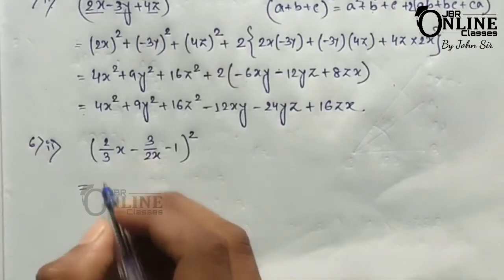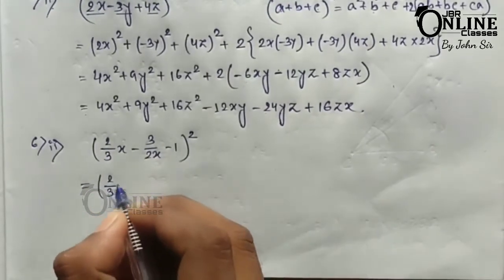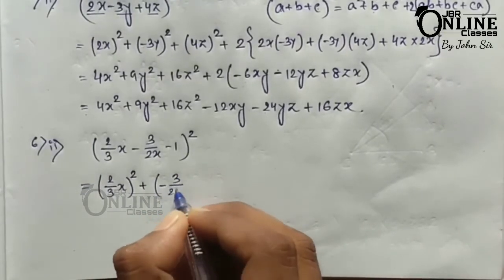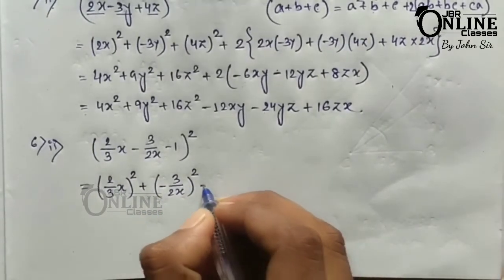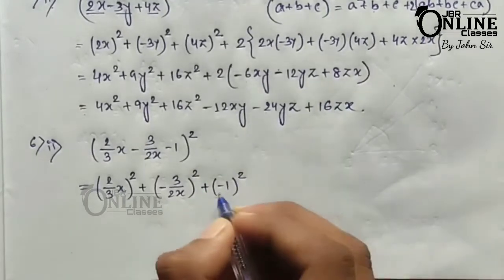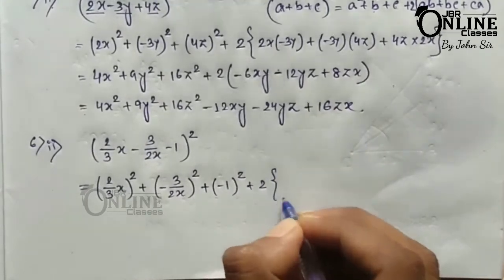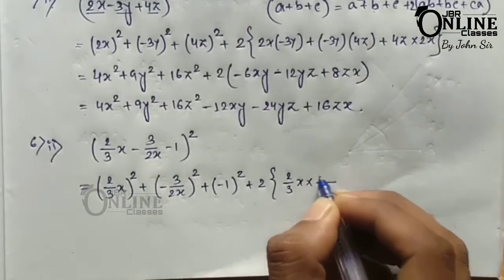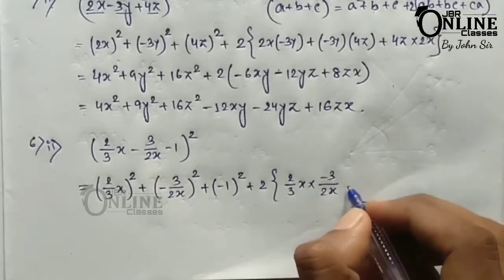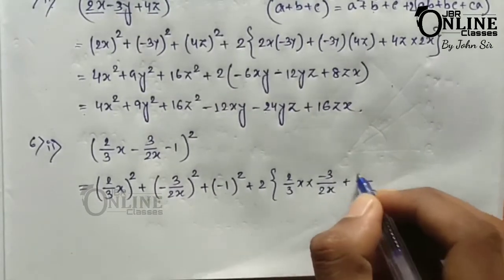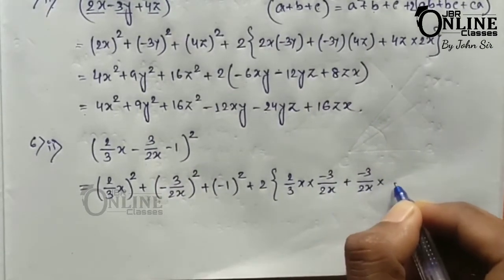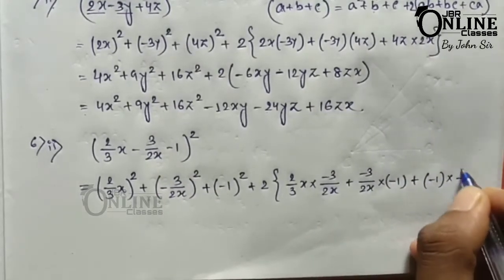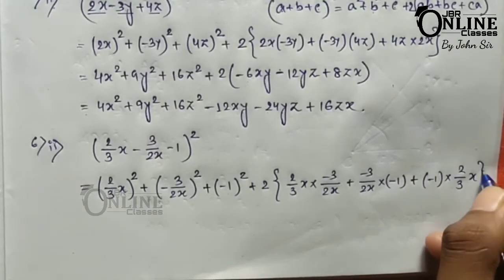Now sum number 6-2. In sum number 6-2, first write down a square, that means (2 by 3x) whole square. Second one b square. Now b is minus 3 by 2x, that equals b square. And third one is minus 1 whole square, that is c square. So according to the problem, now 2 into ab. So ab means 2 by 3x into minus 3 by 2x, plus bc. Now bc means minus 3 by 2x into minus 1. And third one ca. ca means minus 1 into 2 by 3x.